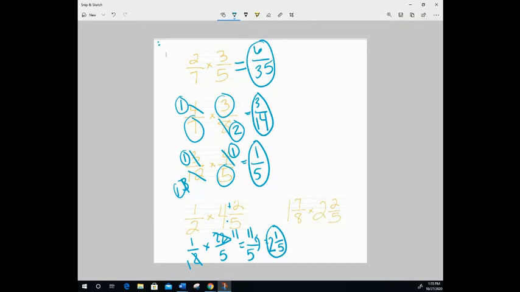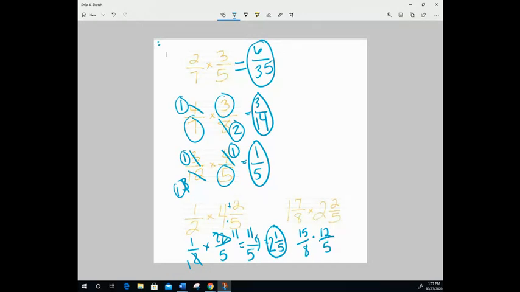We want to change both of those into improper fractions. 1 times 8 is 8 plus 7 gives us 15. We're going to keep it over 8 times, then we have 5 times 2, which is 10, plus 2 more gives us 12, and we're going to put that over the denominator of 5.